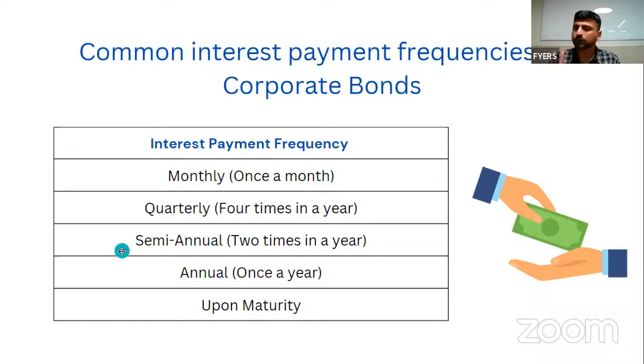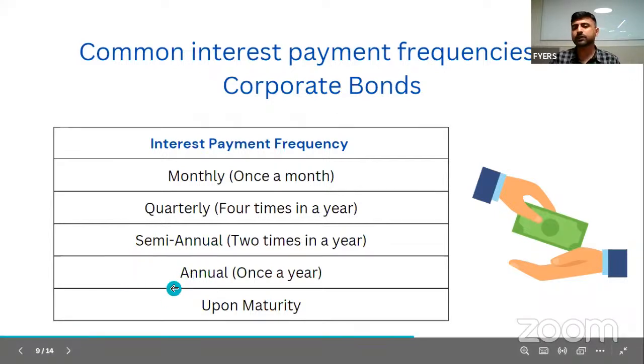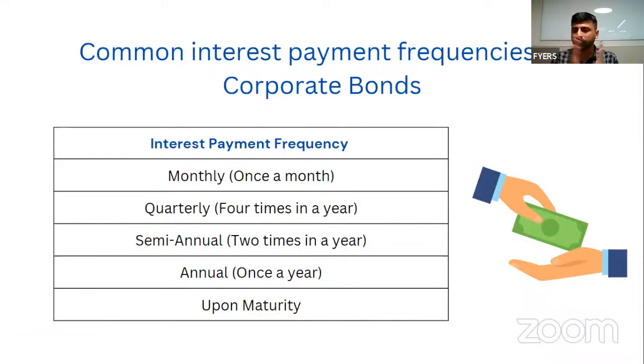Then semi-annual is 2 times a year. For example, if the bond has 10% interest rate, 5% in the first 6 months, 5% in the next 6 months. Annual is once a year, and upon maturity, you have to wait. If you've taken the bond for, for example, 5 years, 5 years is the maturity date of the bond. Post 5 years, all the cumulative interest you were supposed to get, you will get in one shot. So these are the interest payment frequencies.